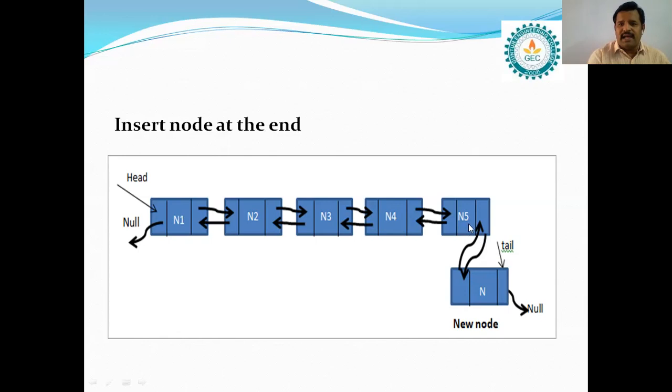now N5 is the last node in the list, right? The next pointer will point to the null value. After inserting the new node into the list, this N becomes the new node. The next part of the N5 should point to the address of the new node, and the next part of the new node will point to the null value. This is how we can adjust the pointers.